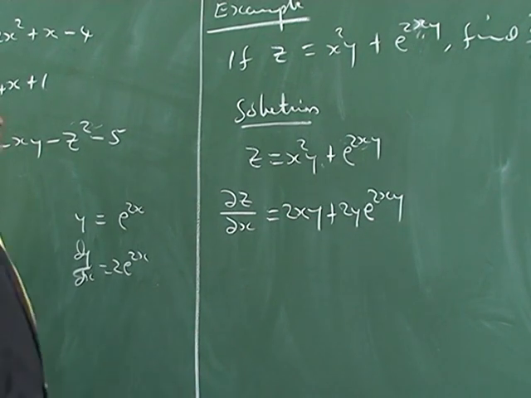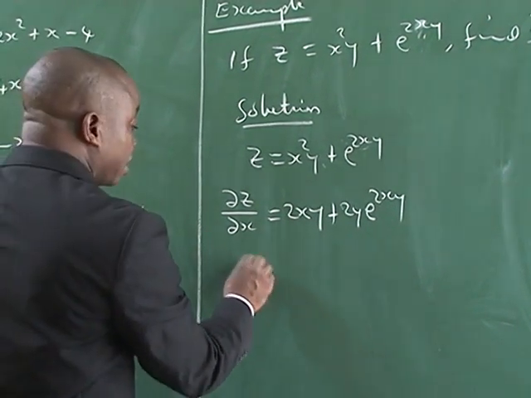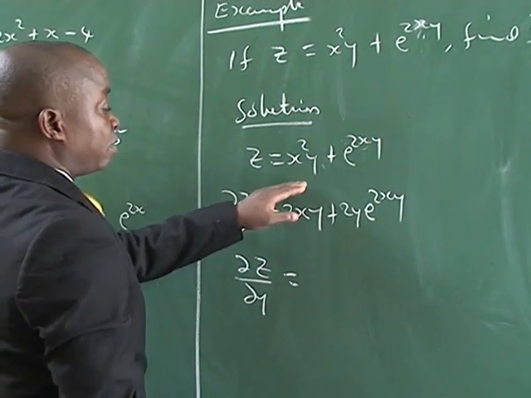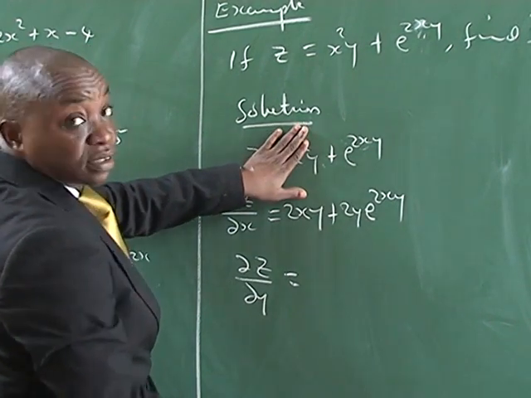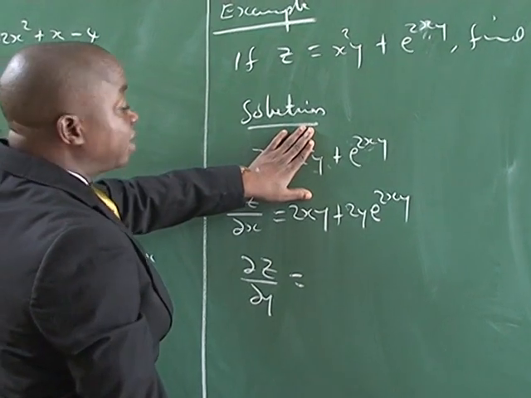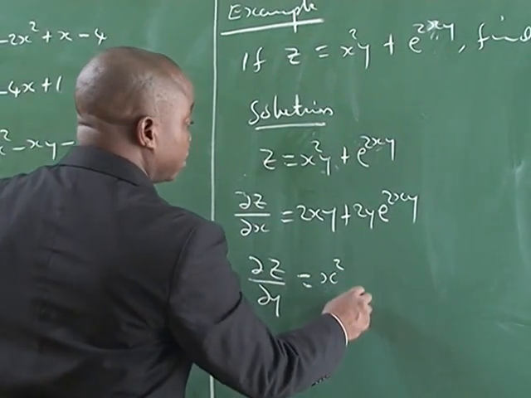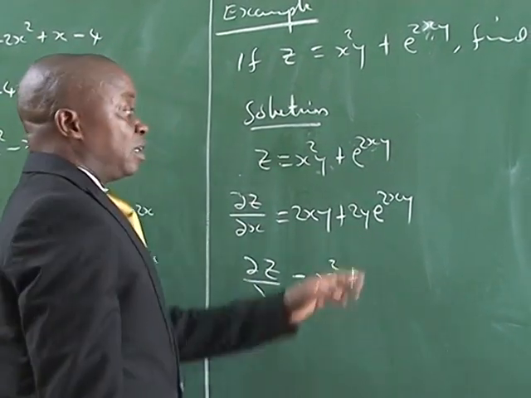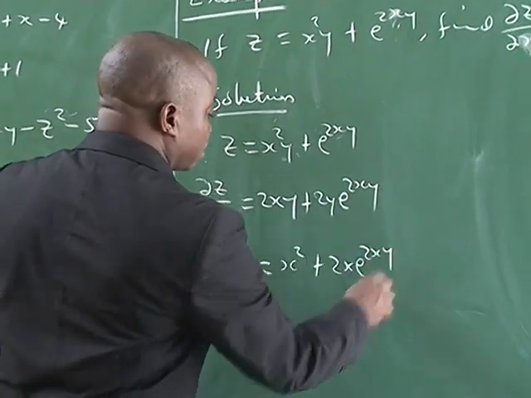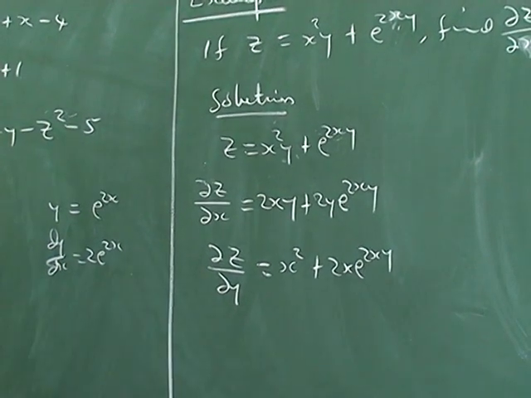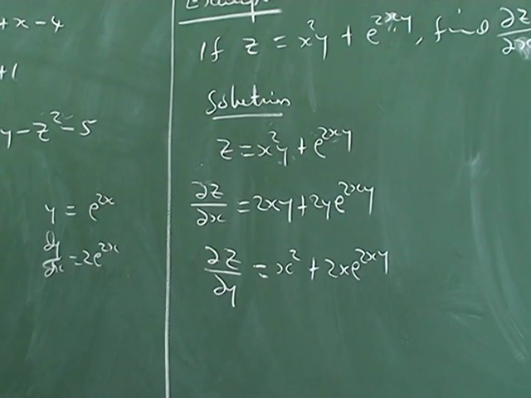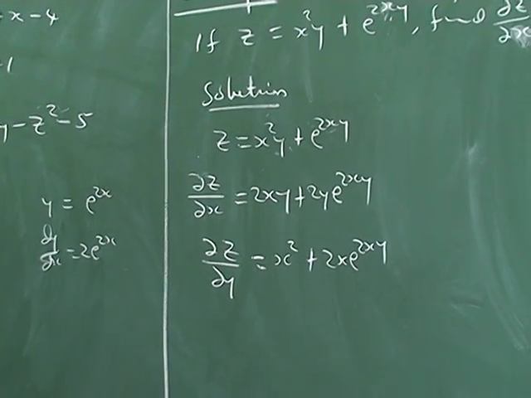If I also want to differentiate with respect to y, that is partial z, partial y, now it means that x squared does not exist. It's only here, y, that I see. So differentiating y, we have 1. So we have x squared plus, if I go here, I will have 2x exponential 2xy. So it's very simple to deal with. That is how we differentiate. Now we will look at other examples.